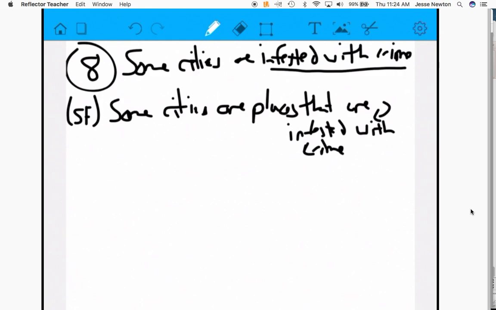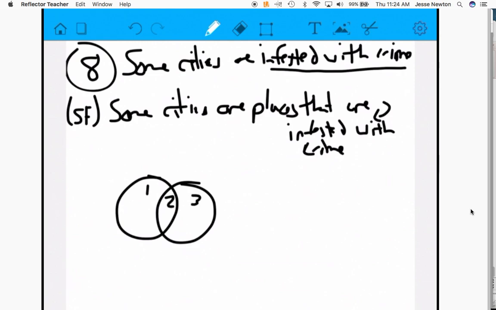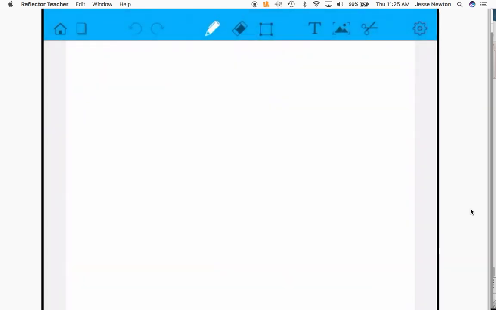All right. Now, what we're going to do is we got to diagram this again. 1, 2, 3. And I'm going to use C to represent city, and I'm going to use P to represent places that are infested with crime. And the way we diagram this, just put an X right there in 2. Okay, clear all.